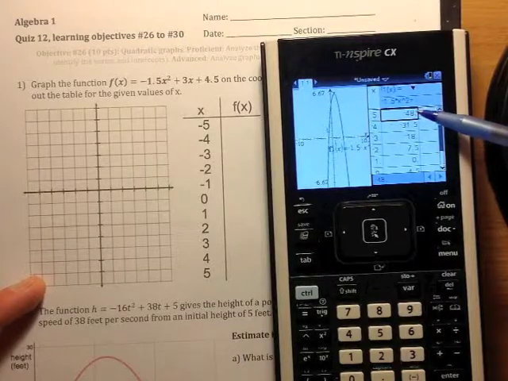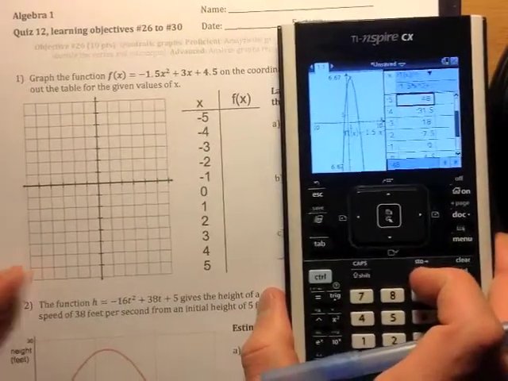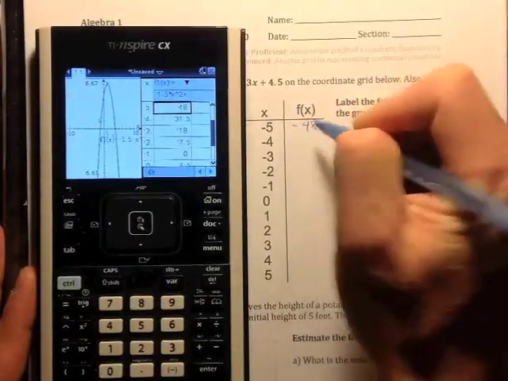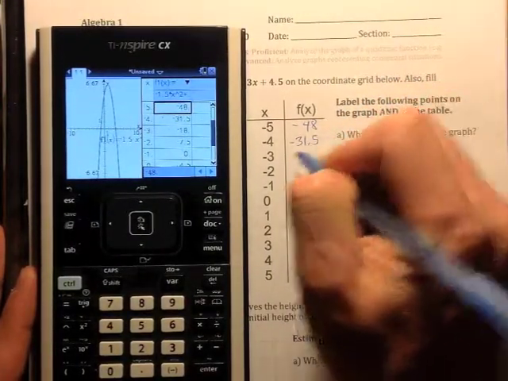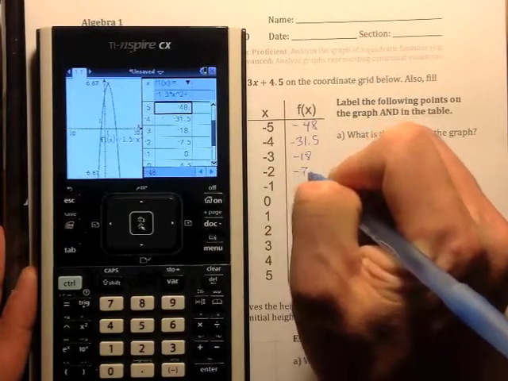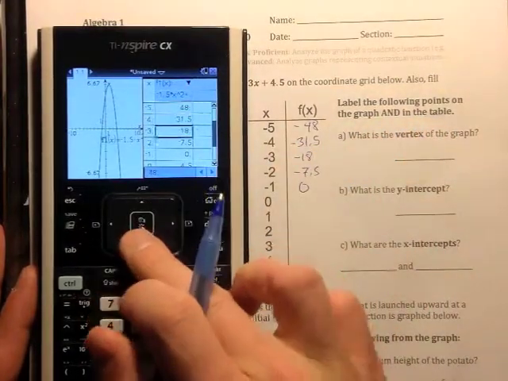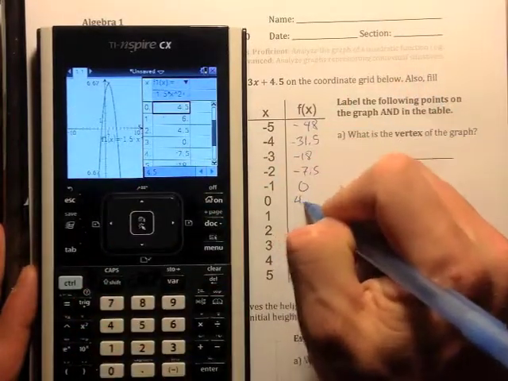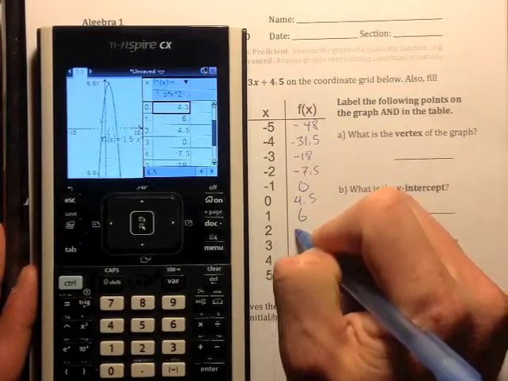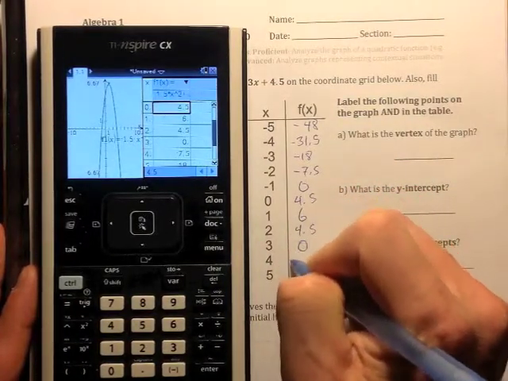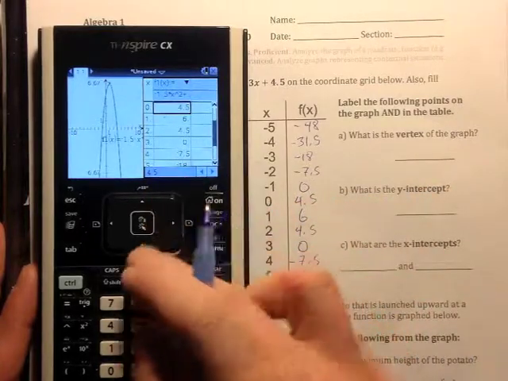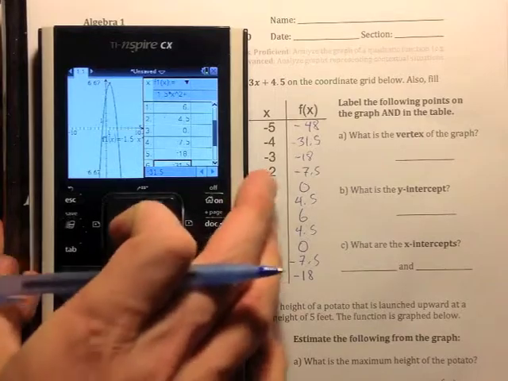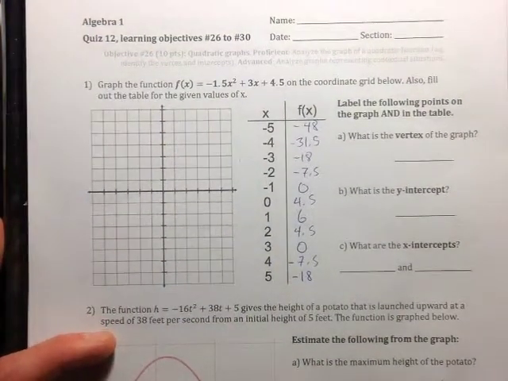And then here is the value for f of x, negative 48. So let's just copy down all of those values. Negative 48, negative 31.5, negative 18, negative 7.5, oops, 4.5, 6, 4.5, 0, negative 7.5, and then negative 18. Perfect. Okay, now let's plot these ordered pairs.